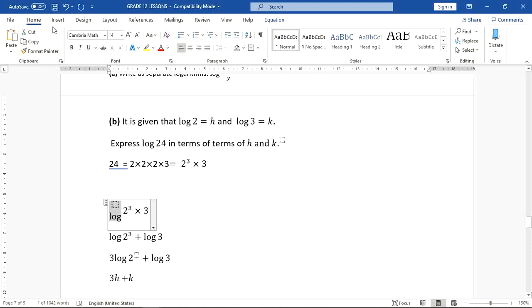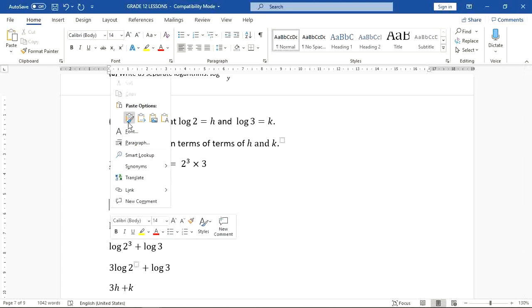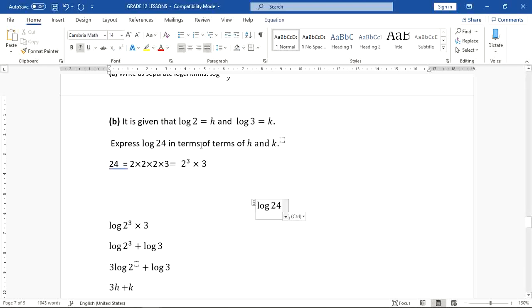Okay, now we paste it and bring it here. So instead of having log 24, we have log 2 exponent 3 times 3, and then reversing the product law, it's log 2 exponent 3 plus log 3. This 3 should now come in front so that this becomes an h, and then log 3 is just a k. So that's the answer for part B.